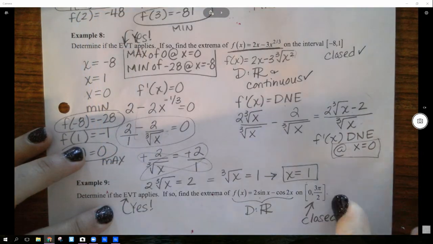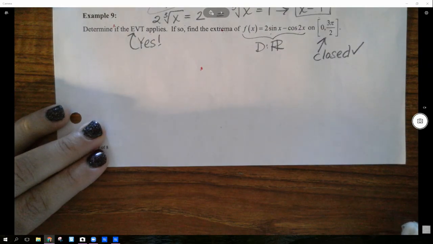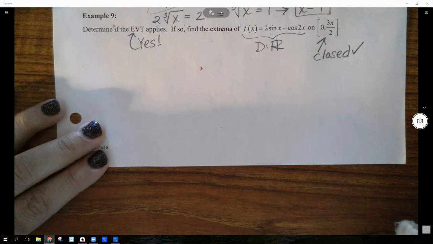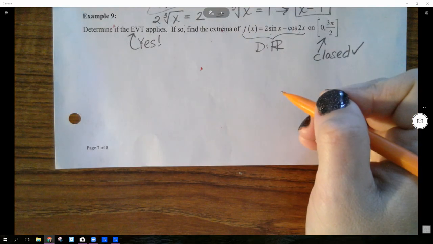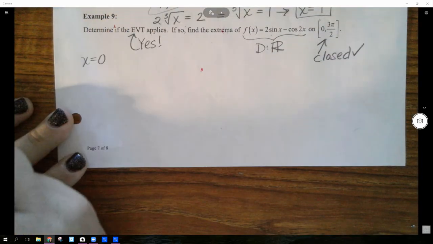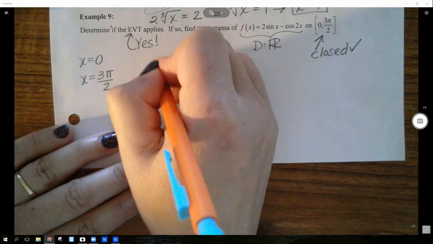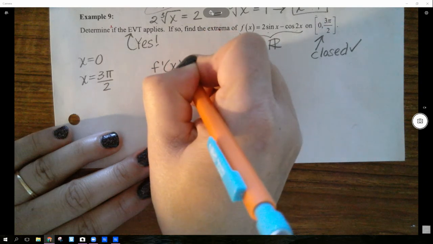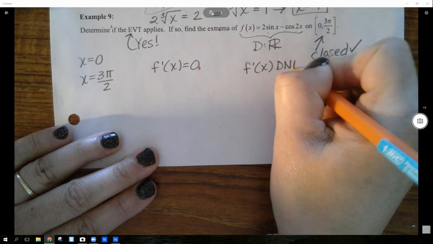So remember, EVT just guarantees that we're going to get a max and we're going to get a min out of this. So we are going to include the endpoints. Almost forgot about that. So x equals 0 and x equals 3 pi halves. Okay? So now you're going to take the derivative and set it equal to 0, and look to see where the derivative does not exist.